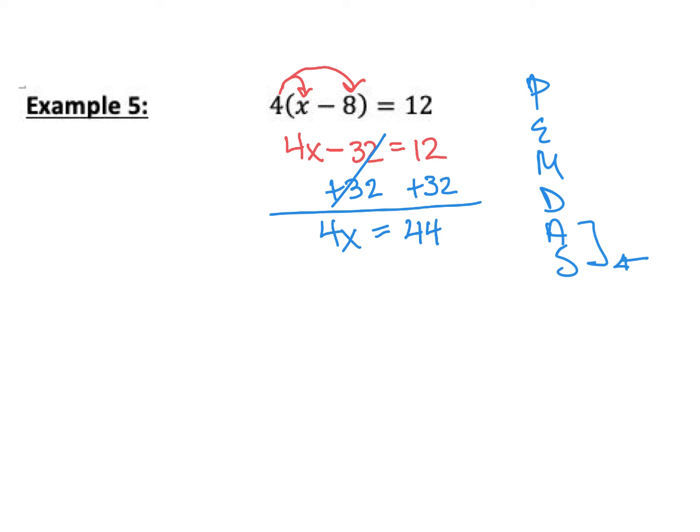Next, we're going to check and see if we have multiplication and division. We have multiply. So then we are going to divide. We're going to divide by 4 because 4 and x are multiplying. Divide by 4 on either side. 4 divided by 4 is 1 and it has x. 44 divided by 4 is 11. So then our answer is x equals 11.